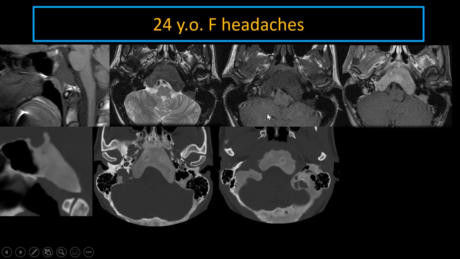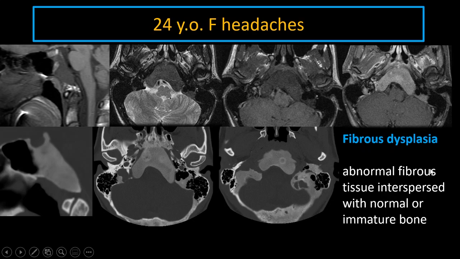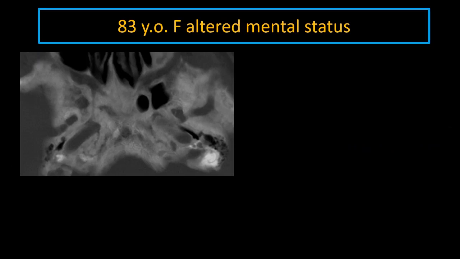Sometimes lesions within the skull base will appear worrisome or aggressive on MR, and when you do the CT, you can come to a concrete conclusion about whether the lesion is benign or malignant. This is particularly important with fibrous dysplasia because it does contain abnormal fibrous tissue interspersed with normal or immature bone, and for that reason, you can have heterogeneous enhancement patterns that can look worrisome on MRI. So if you have a skull-based lesion, we always recommend correlating both MRI and CT.